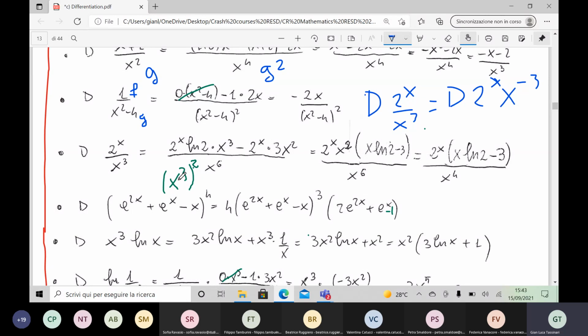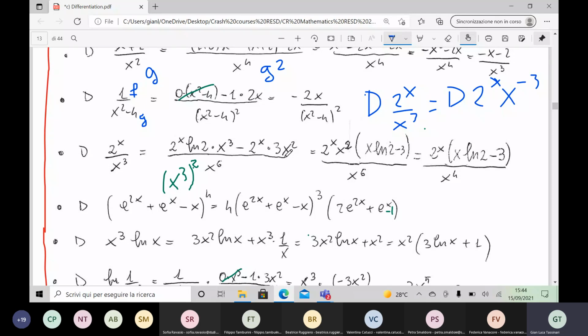Then in the numerator you have the derivative of the function f, which is the derivative of 2^x, a function of the type a to the power x. This is a special rule. It is a to the power x, therefore 2^x, times what? ln of 2, times what? The denominator as it is, x to the power 3, minus the numerator as it is, 2^x, times what? The derivative of the denominator, which is 3 times x squared.